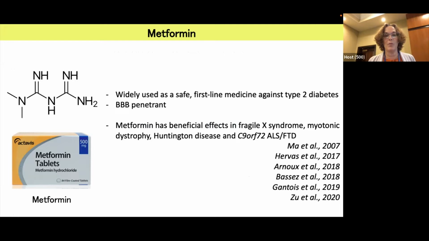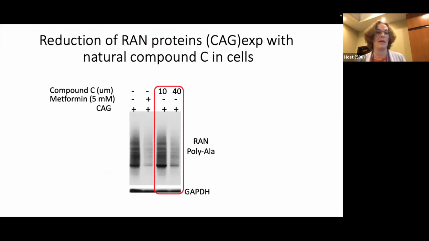And so metformin is really in wide use. It has been in worldwide use for decades. It's really cheap. It's been shown to have beneficial effects in a whole bunch of mouse models: Fragile X mice, myotonic dystrophy mice, or myotonic dystrophy patients, Huntington's disease patients, and we are now testing it in an initial trial to see if it reduces RAN protein levels in C9orf72 ALS FTD patients. It's been used in Huntington's disease. It's been shown to work in 3 different mouse models of Huntington's disease and in patients.